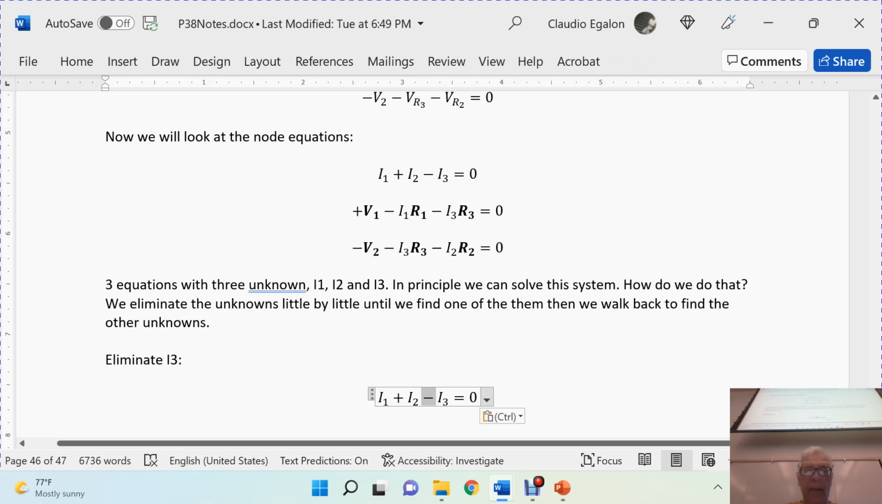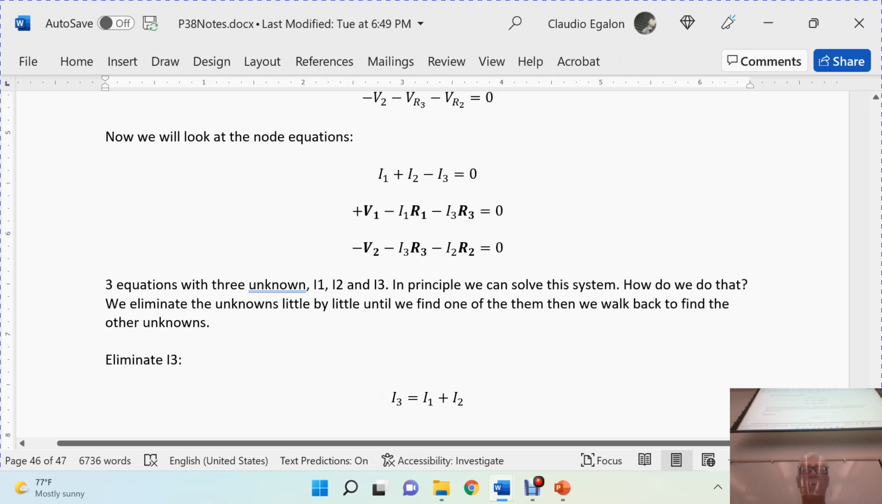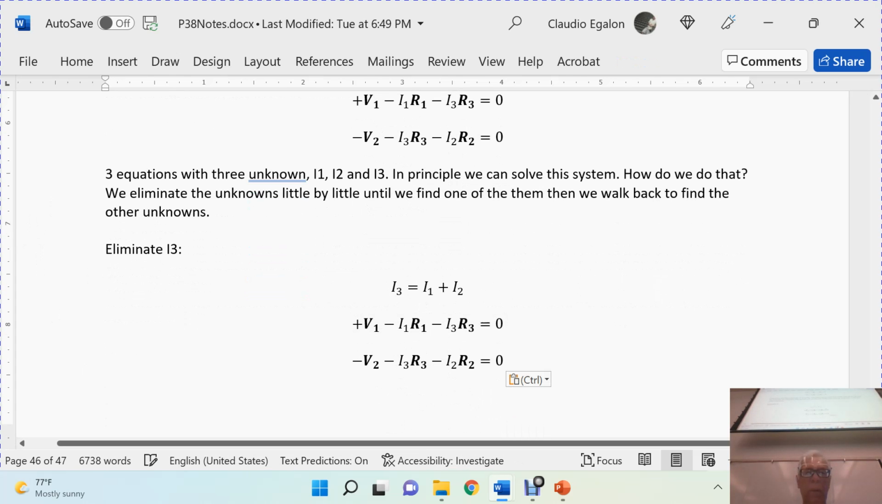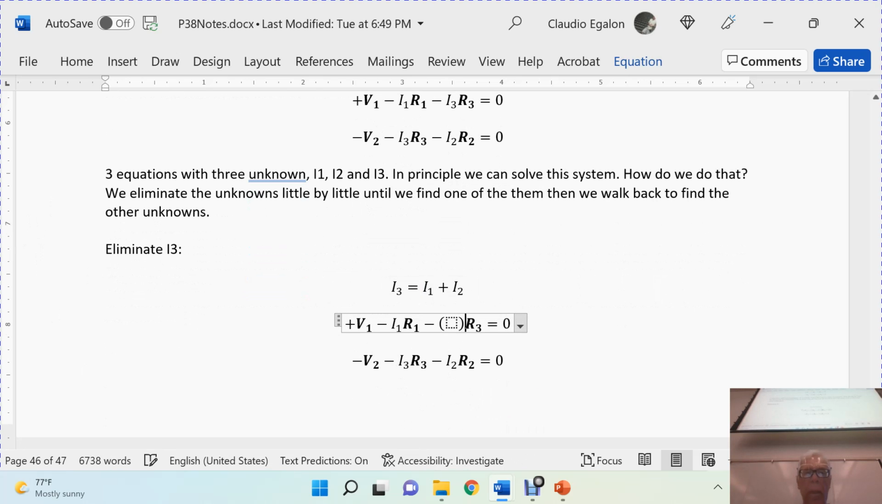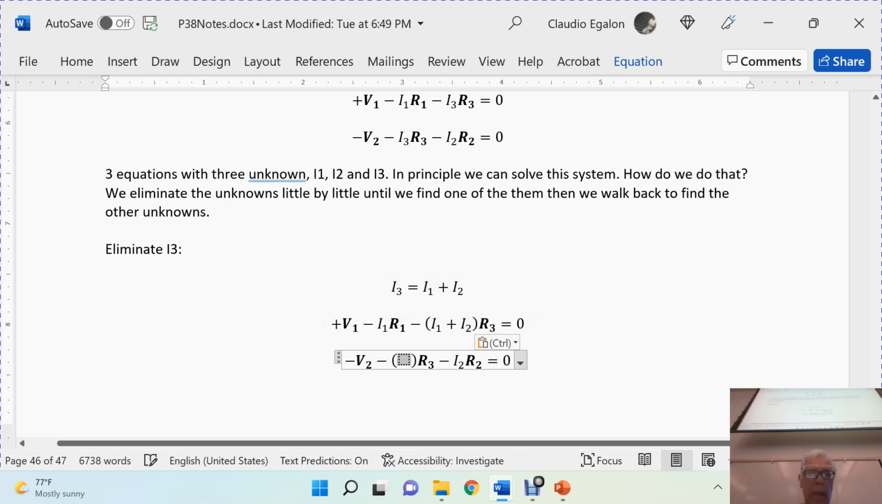I'm going to eliminate I3 right now. Write I3 in terms of I2 and I1. Make sense? And then we substitute I3 in the other equations, right in here. Are you following what I'm doing? I3 is going to go here, and here. It becomes I1 plus I2.